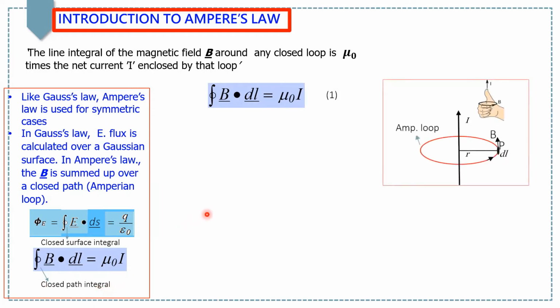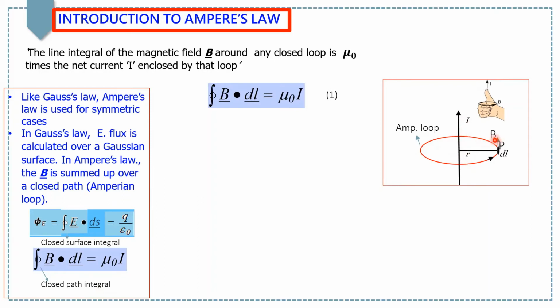Now to find the expression for the magnetic induction at any point due to a long straight wire, let's have a look at this figure, where we consider a very long straight wire carrying current I, and the magnetic field is produced around this wire in the form of circles. And this circle is in the plane perpendicular to the length of the wire.